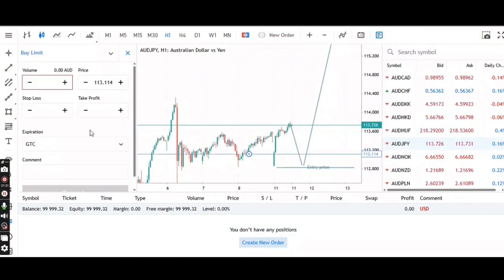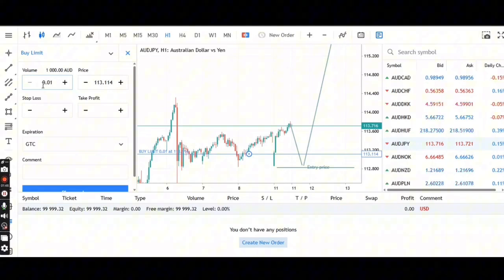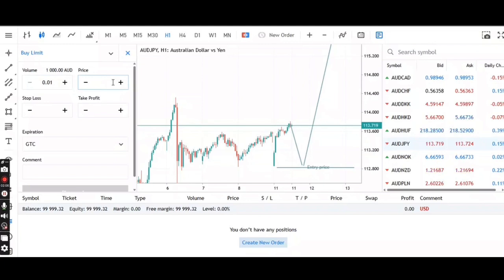Then the next thing it will show you is the volume you want to take. That is your lot size. You can set any lot size you want, but let me say I will go with 0.01. Your lot size should be determined by your account size. And then the next one is your stop loss. Here it shows price. This price you are seeing here is the entering price, the entering price that I showed you. So the entering price from what I showed you is 112.800.